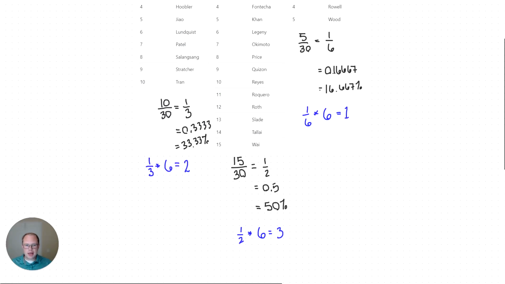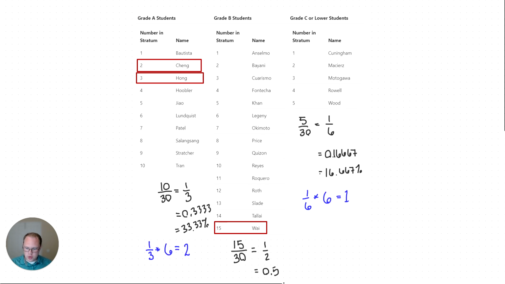So if we go back, we have student 15, Wei, student 9, Cuison, and student 2, Bayani. And so now I have the students in this strata represented in my sample. Half of the students in my sample are grade B students, just like a half of the students in my population are grade B students. One more strata to go. I need to do my grade C or lower students.